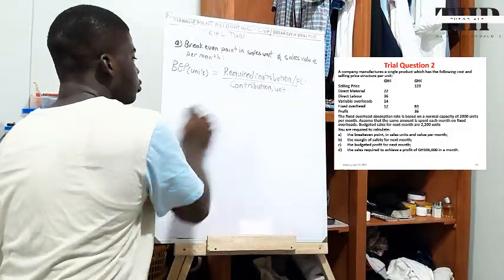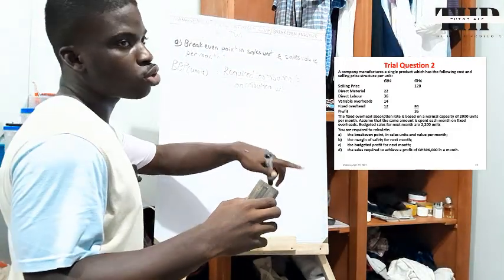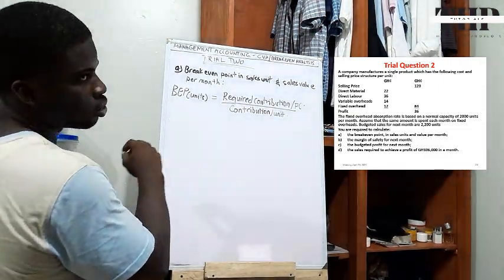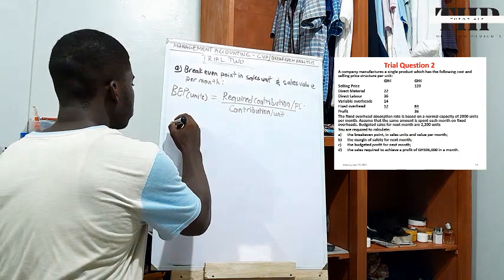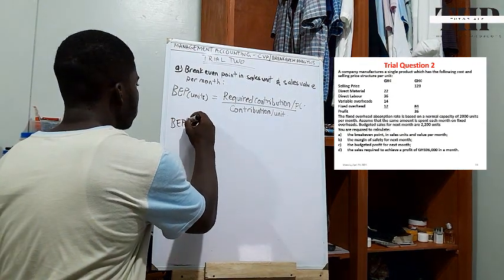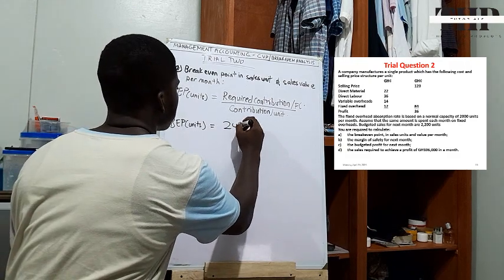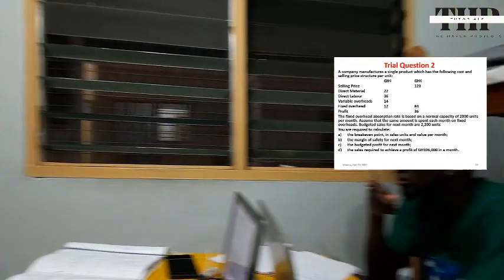So the required contribution will be the 2,000 units times 12. 2 times 12 is 24, that's 24,000. Or 24,000 over 48.